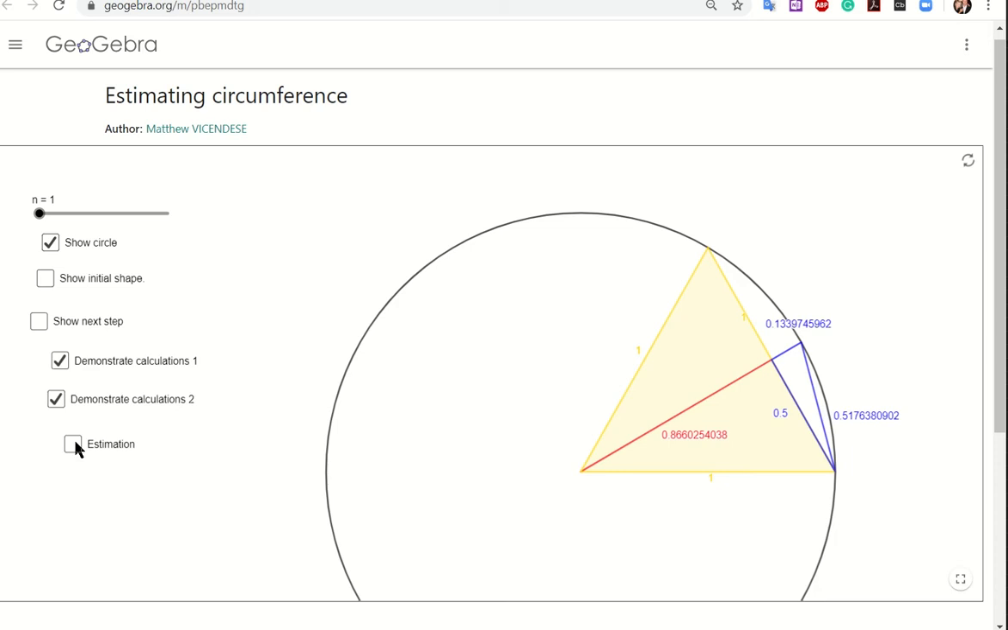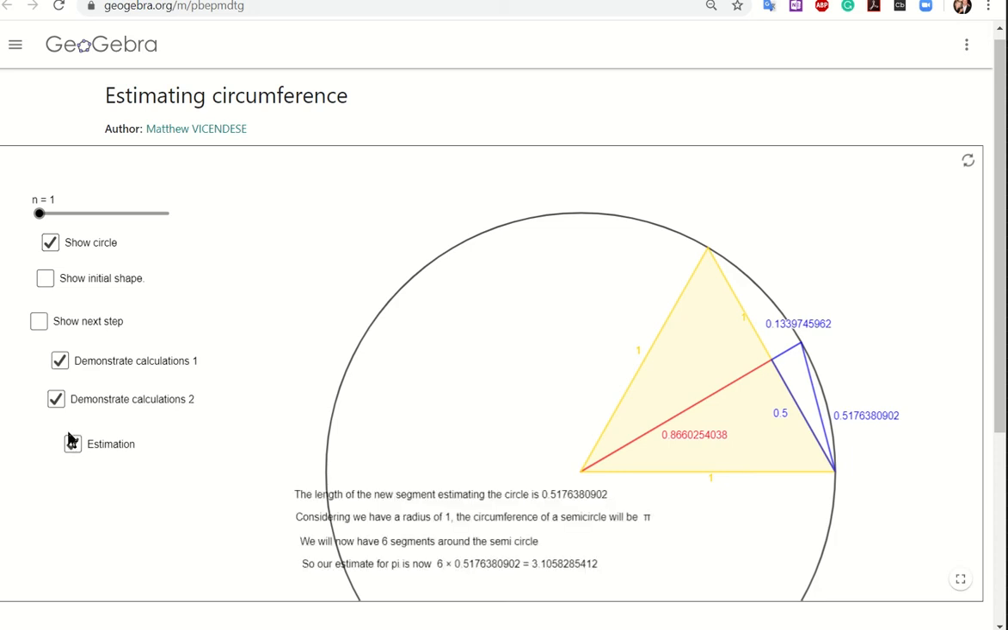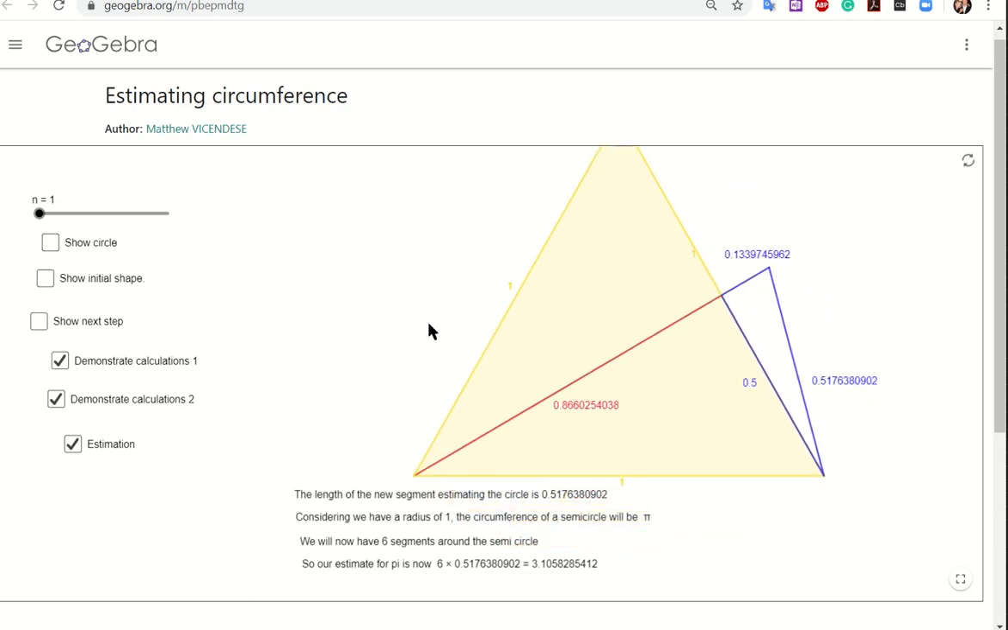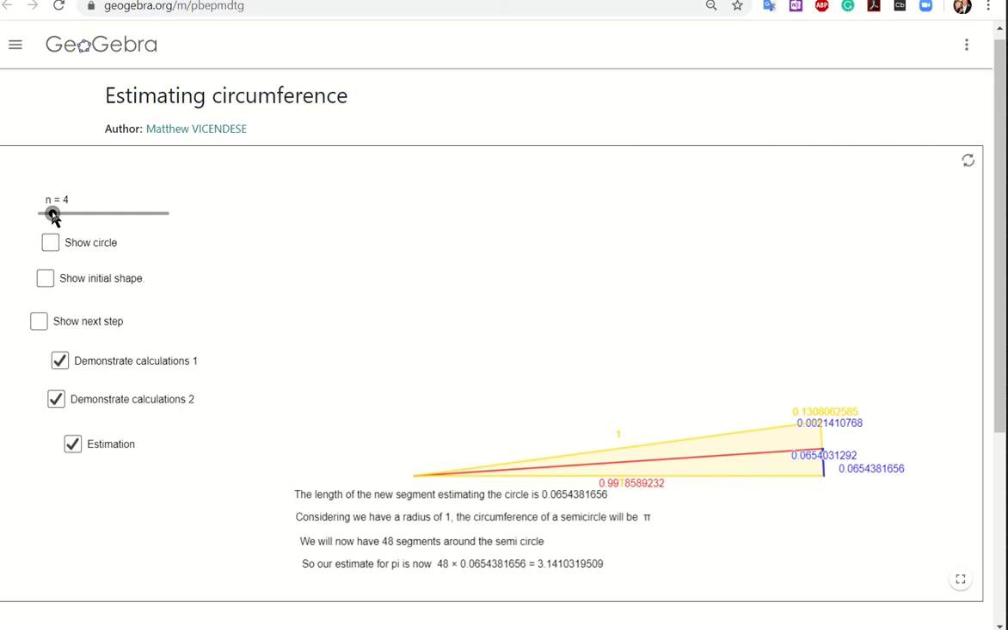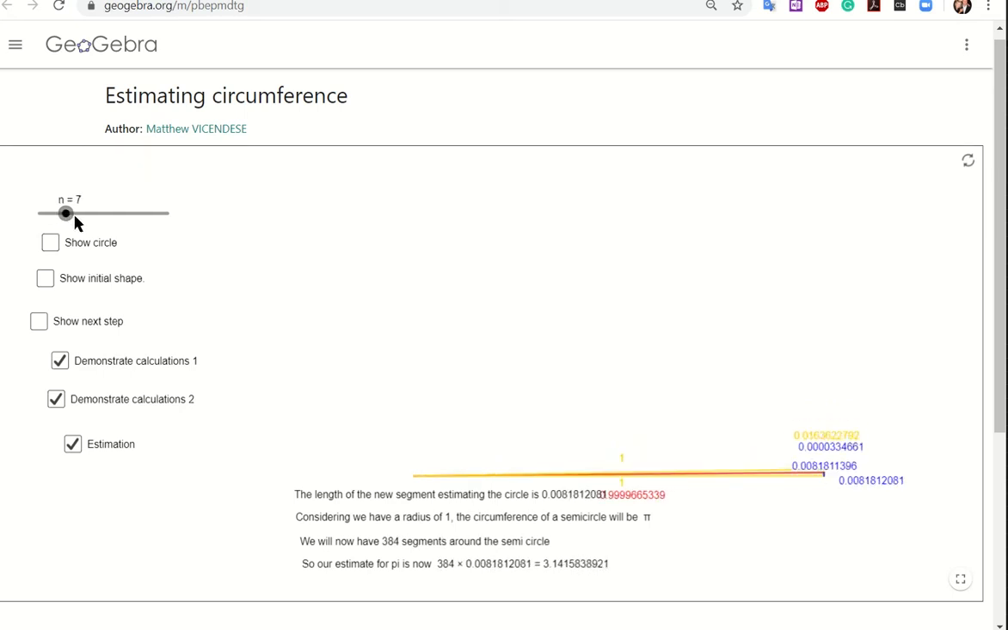Clicking estimation brings up this written explanation of what the estimation of pi is after this many steps. We can see as we go through more and more steps of this process, we get closer to pi. But more about this next week in the challenges.